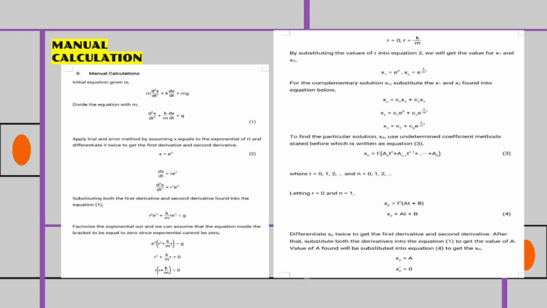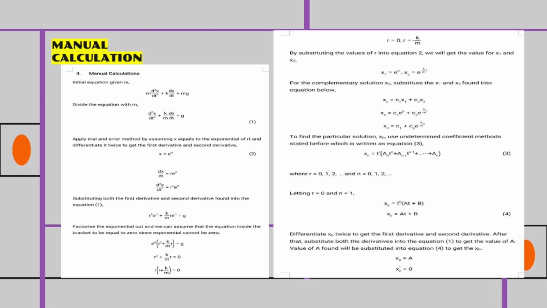For the complementary solution xc, substitute the x1 and x2 found into the equation below: xc equals c1 x1 plus c2 x2. Since the initial equation given is a non-homogeneous second order differential equation, we will need to find the particular solution xp. To find the particular solution xp, use the undetermined coefficient method stated before, which is written as equation 3. Letting r equal to 0 and n equal to 1, we will find that the particular solution xp equals at plus b.